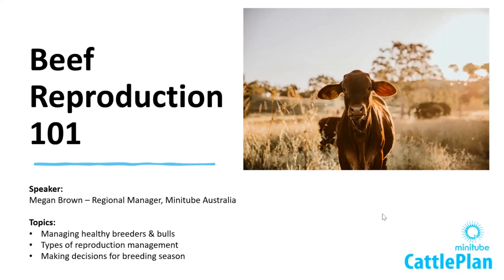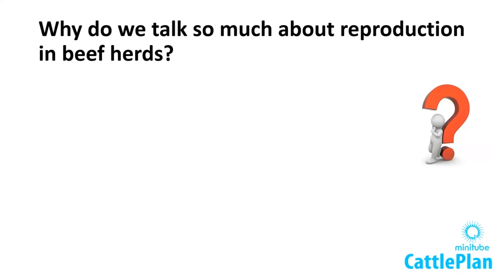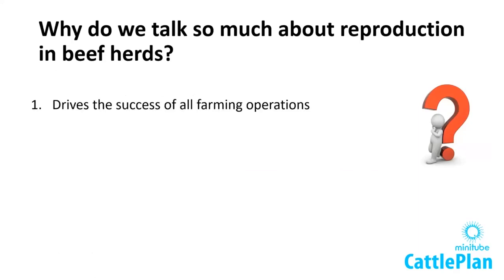So firstly, why do we talk so much about reproduction in beef herds? The main reason we do is because it drives the success of all of our different cattle farming operations. Whether you're a stud producer or a commercial producer, you do have to rely to a certain degree on reproduction for that business. So it drives all of the other parts of the business. The different reproduction decisions that we make can have long-term effects on our cattle business. For example, if you buy a bull this year, his genetics will be in your herd for a very long time. So it's something we need to think about before we make those decisions.